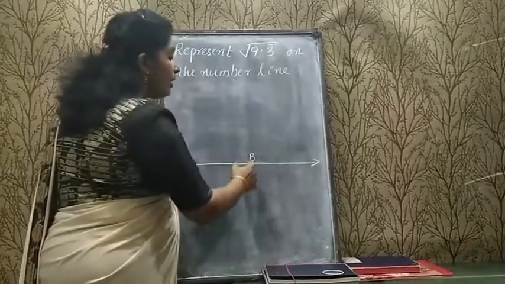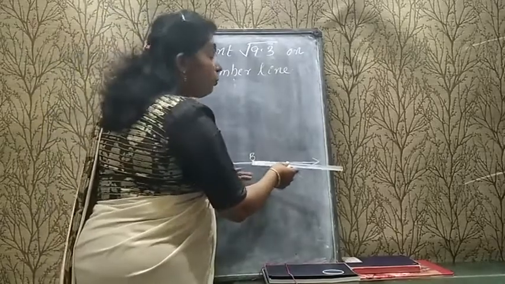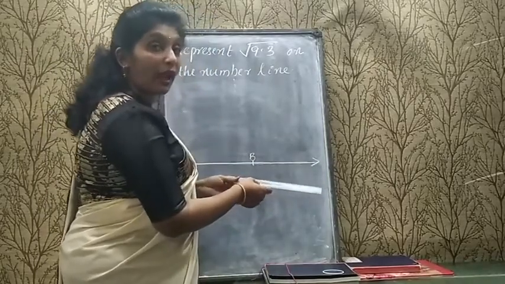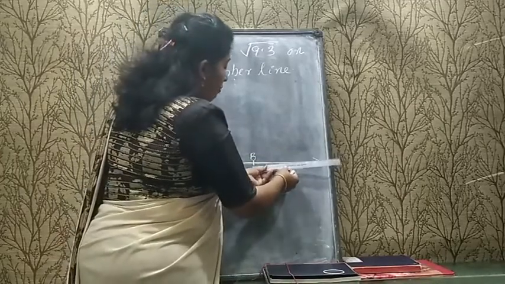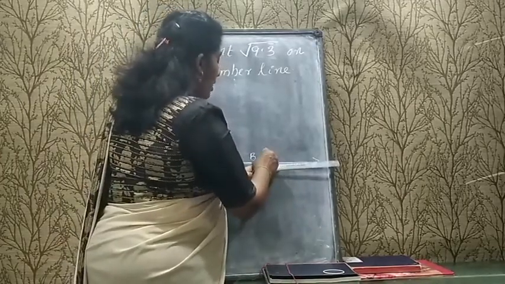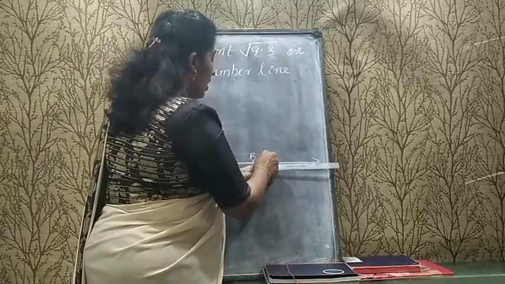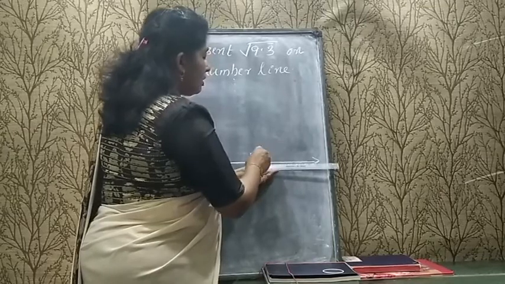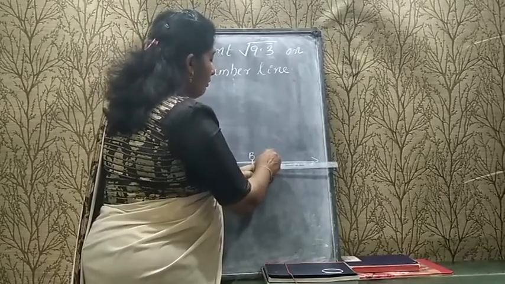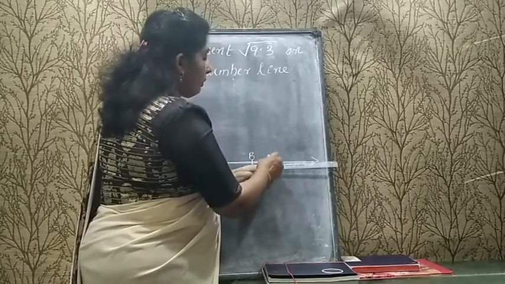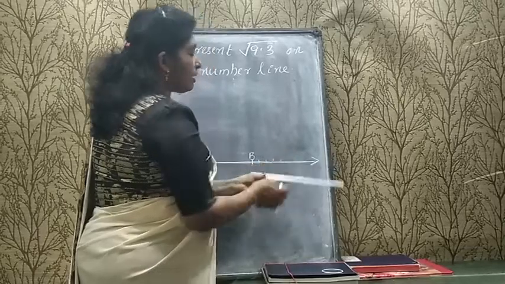Now from B, you have to mark a few more points in such a way that they are at 1 centimeter distance. Like from B, you have to mark the next point. Next point I marked here. This is 1 centimeter from B. Then again I will be marking another point which is 1 centimeter from this point. Like you have to mark 3-4 points here.